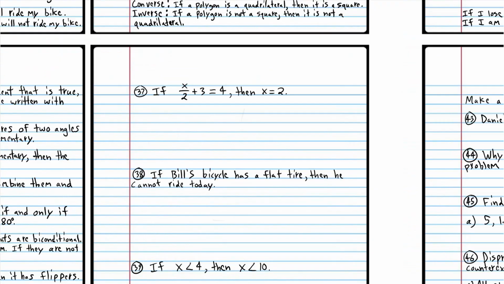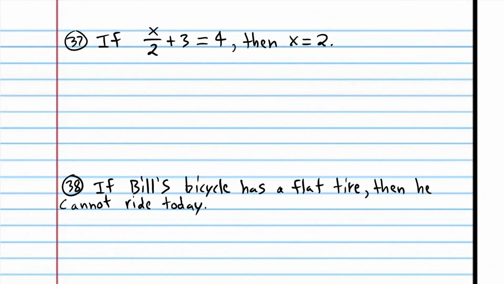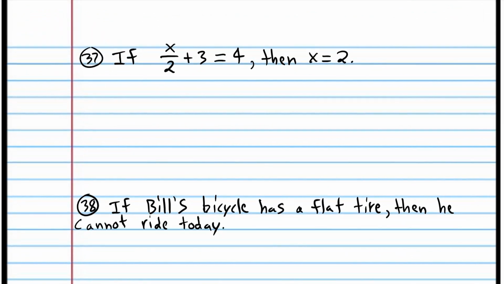On to number 37. So again, determine if this statement is biconditional. Determine if the original statement is true and the converse, they both have to be true, and then you can write in if and only if form. And if they're not biconditional, explain why. So try 37, and when you come back, we'll do it together.